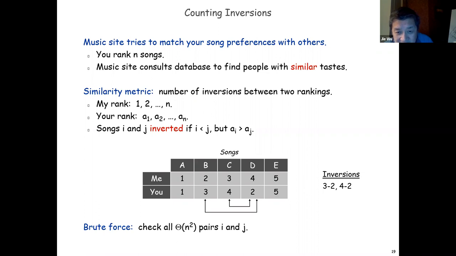Why is 2 an inversion? Because in my ranking, 2 is better than 3, but in your ranking, 3 is better than 2. And then the other one is 2, 4. In my ranking, 2 is ahead of 4. Your ranking has 4 ahead of 2. And notice that you don't really care whether, between 2 and 4, there is anyone in the middle.